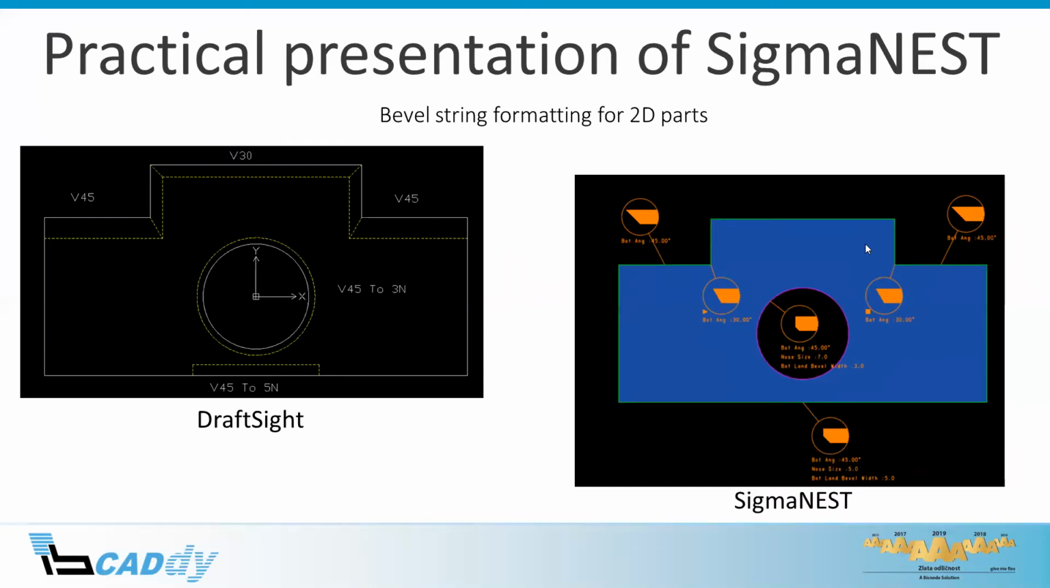In our example, some of the lines of the part are grouped with the text V45. The bevel mapping table defines V as a top land bevel. So in this case, the 2 lines grouped with the V45 text have a 45 degrees top land bevel applied to the lines when imported into SigmaNEST. You can specify more than 1 string tag for each bevel parameter type.